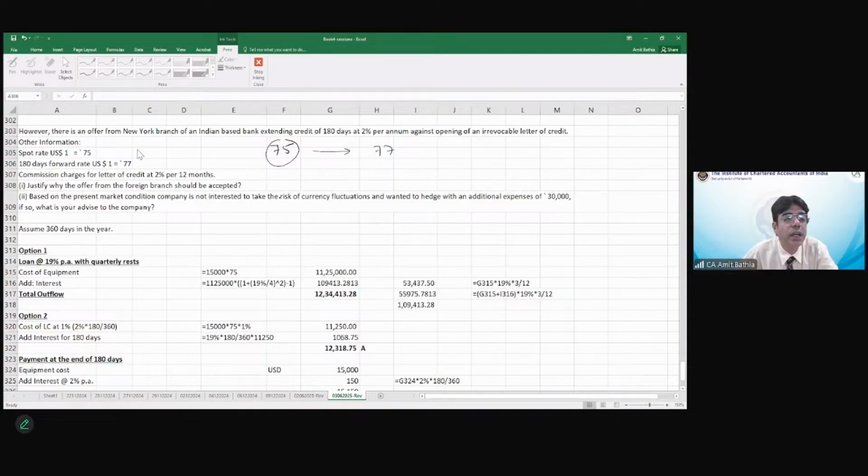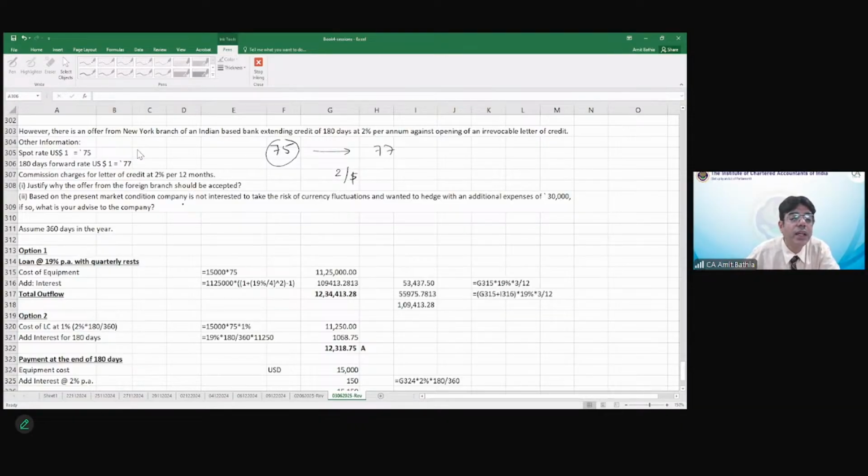So what happens as a result of that? I will end up spending 30,000. Will you get 30,000 more? Yes, sir. You are basically having a difference of 2 rupees per dollar, right? Yes, sir. What is the question?